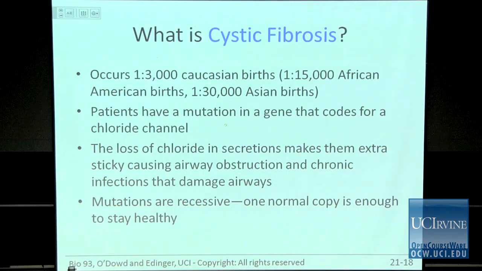Patients have a mutation in a gene that encodes for a chloride channel, and when you can't pump the chloride out, your mucus becomes really thick and sticky, and their airways, the cilia, can't move that mucus out, and they tend to get a lot of infections. That leads to chronic infections and airway obstruction that can damage your airways. So people who have the disease cystic fibrosis often die by the age of 30. It's pretty sad. Mutations that cause this disease are recessive. One normal copy is enough to keep you safe. So the heterozygotes have the dominant normal phenotype.